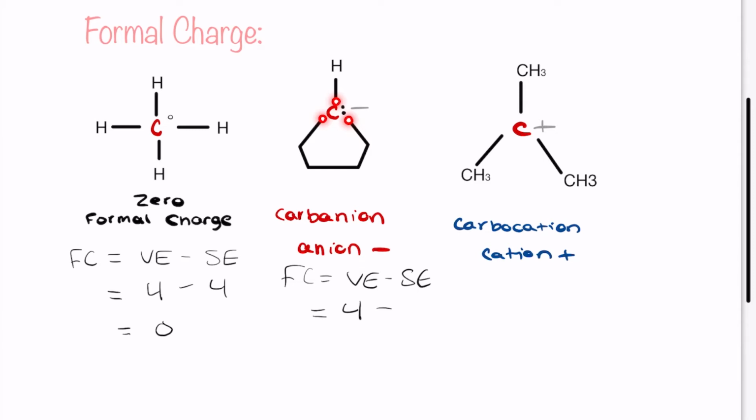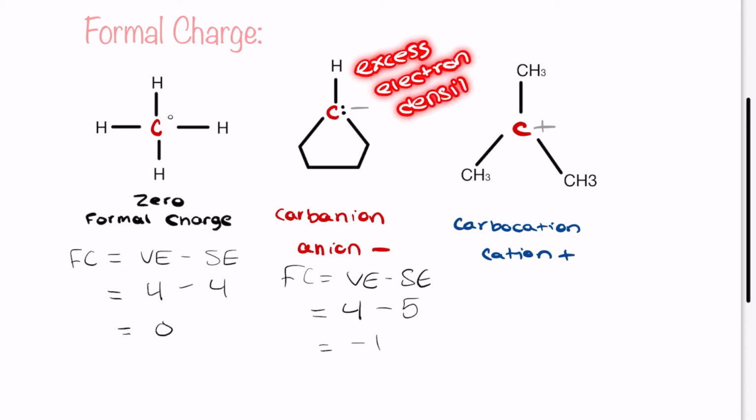So that lone pair consists of 2 electrons. We have 5 surrounding electrons here. And 4 minus 5 is a negative 1 charge. Therefore, this carbon has a negative charge. And now you can begin to understand why a negative charge indicates excess electron density. Because carbon typically has 4 valence electrons, but surrounding it right now is 5. Therefore, a negative charge means that you have excess electron density.